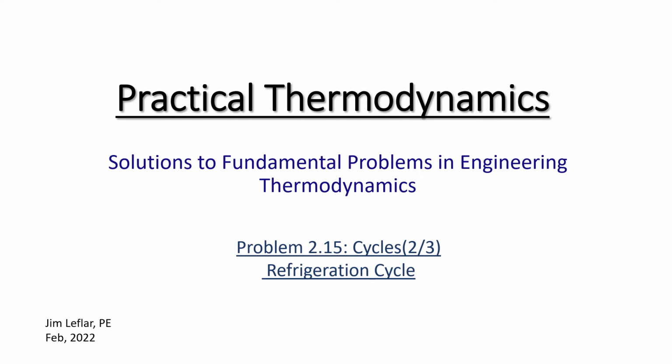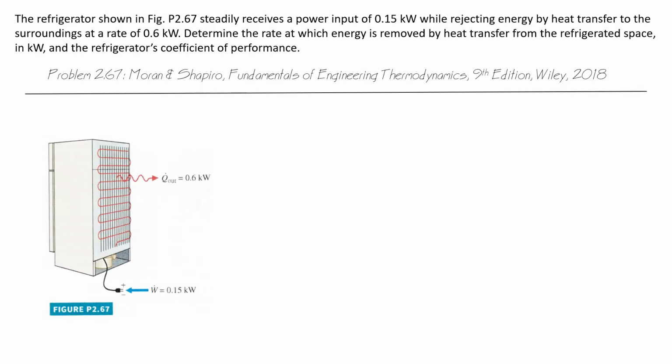Let's look at a problem involving a refrigeration cycle. The refrigerator shown in figure P2.67 steadily receives a power input of 0.15 kilowatts while rejecting energy by heat transfer to the surroundings at a rate of 0.6 kilowatts. Determine the rate at which energy is removed by heat transfer from the refrigerated space in kilowatts and the refrigerator's coefficient of performance.